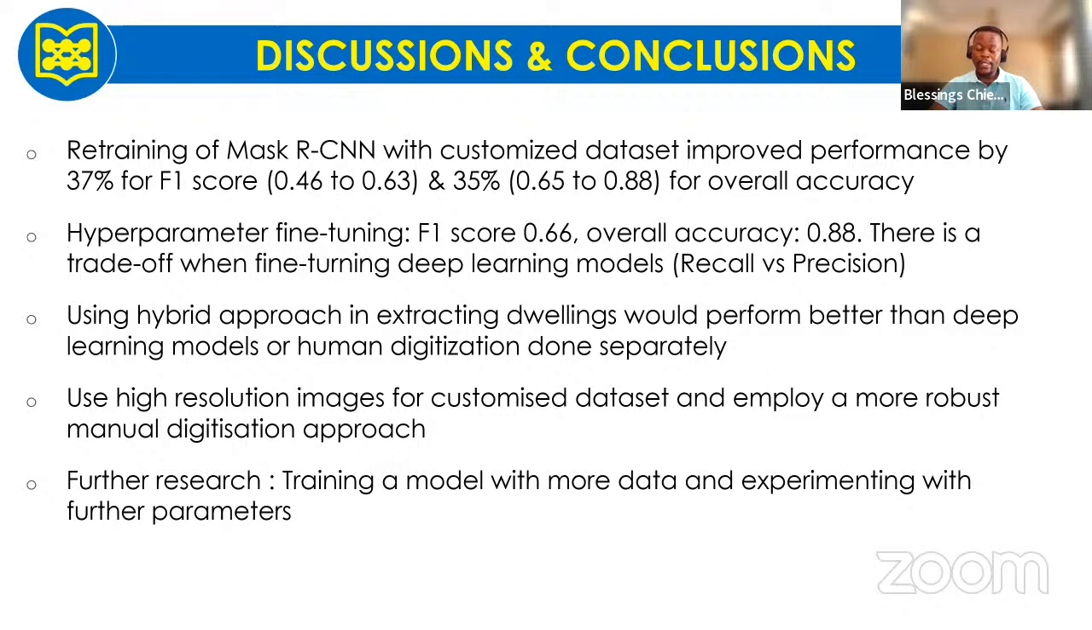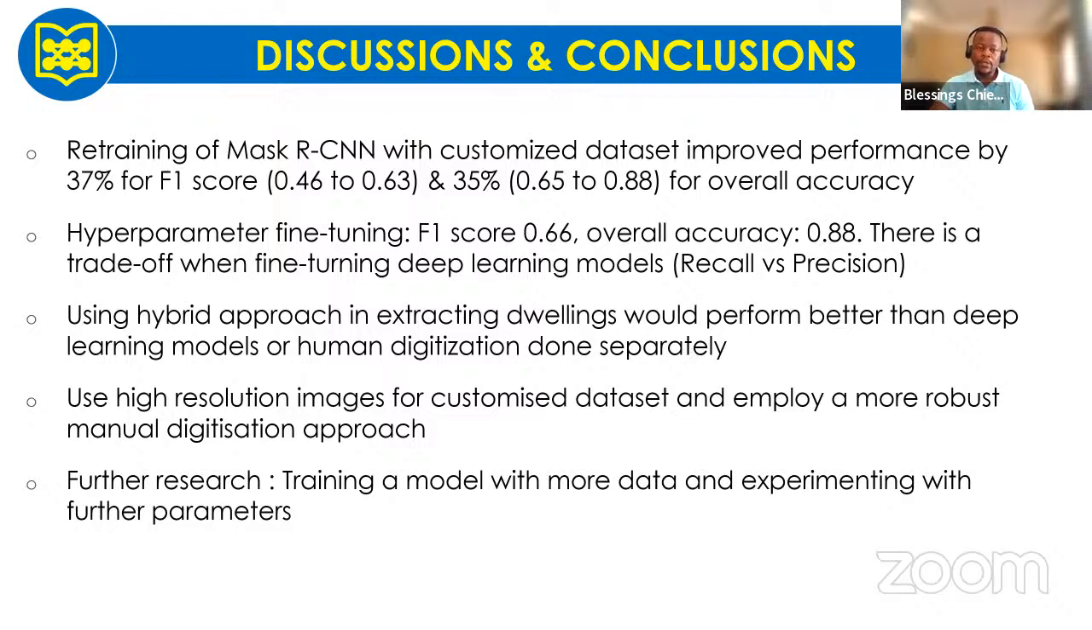However, when I retrained the same model with customized data set from these study sites, it improved the performance by 37% in terms of F1 score and 35% in terms of overall accuracy. And both the previous slide and this one just conclude that the hypothesis was right, that models that have been trained and developed that are available are not accurate, do not perform when they are presented with data from unplanned settlements and low-income countries.